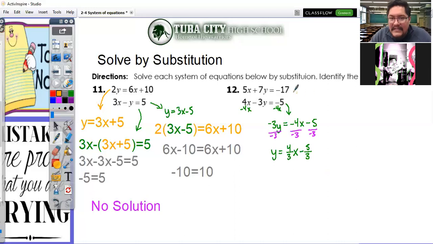So I'm gonna have to take this one here and plug in for y. So 5x plus 7y. But in this case, I'm going to plug this in there: 4 over 3x minus 5 over 3. And keep writing this, negative 17. And again, I don't know how this is going to work out. 5x plus, and then 4 times 7 is 28. So it looks like I'm going to have 28 over 3x. And then 7 times 5 is 35. Leave the bottom number the same, equals negative 17.